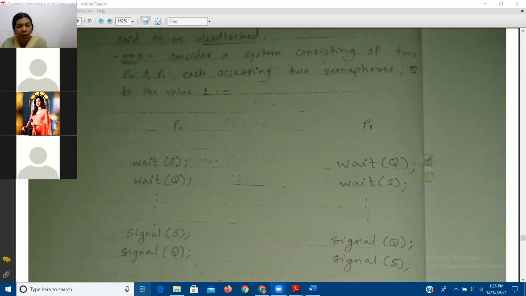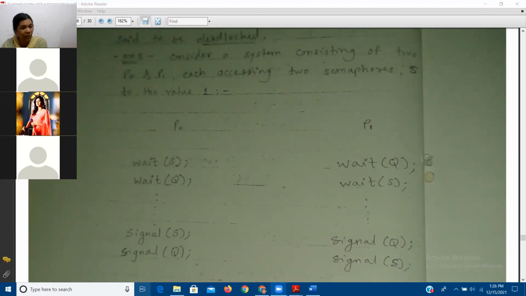That means P0 has R2, and P1 has R1. To complete, P0 requires R1 and R2. To complete, P1 requires R1 and R2. That means if they want to complete their own process, they need both resources. But one resource is with one process and another resource is with the other process. So what they will do, they will wait for each other.